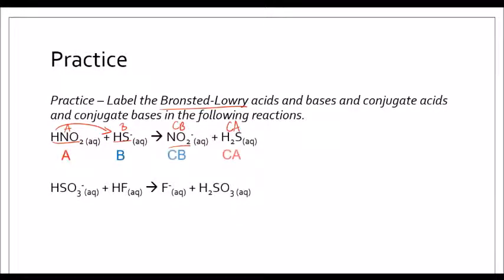So follow the H. Look for the H. Down here, once again, I noticed there's HF and just F-. This one must be the acid. It's donating, so this H is being donated over. So this is the acid, which means this one's the base. Now over here, of course, the H can donate back to the F, so this has got to be your conjugate acid, and this one has to be your conjugate base.